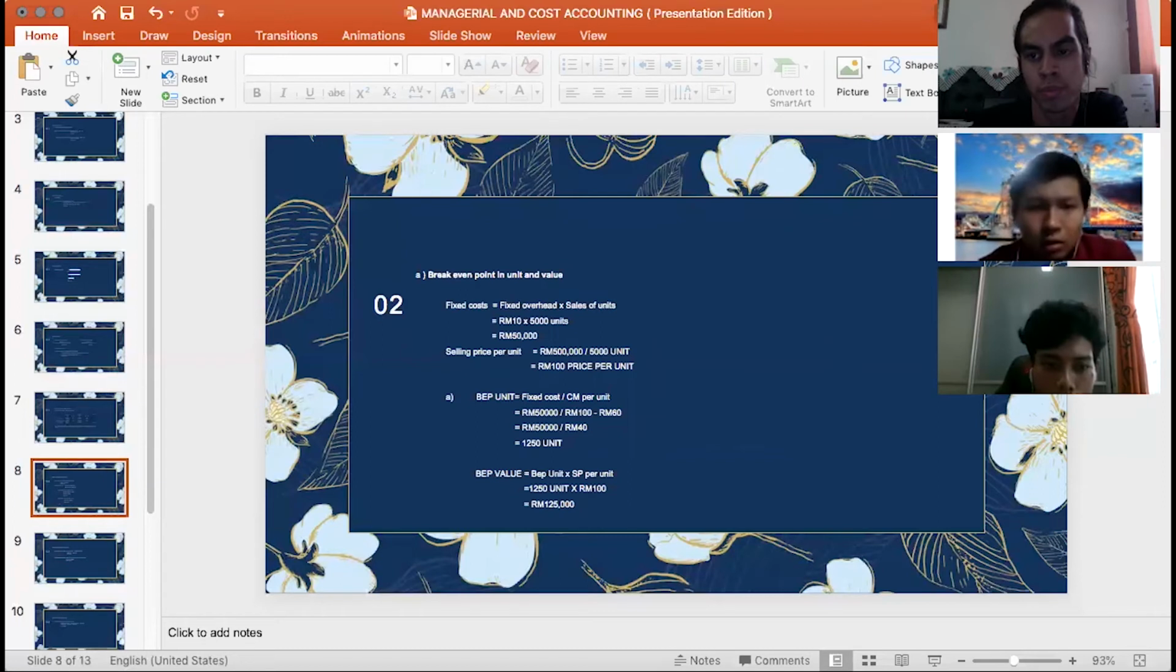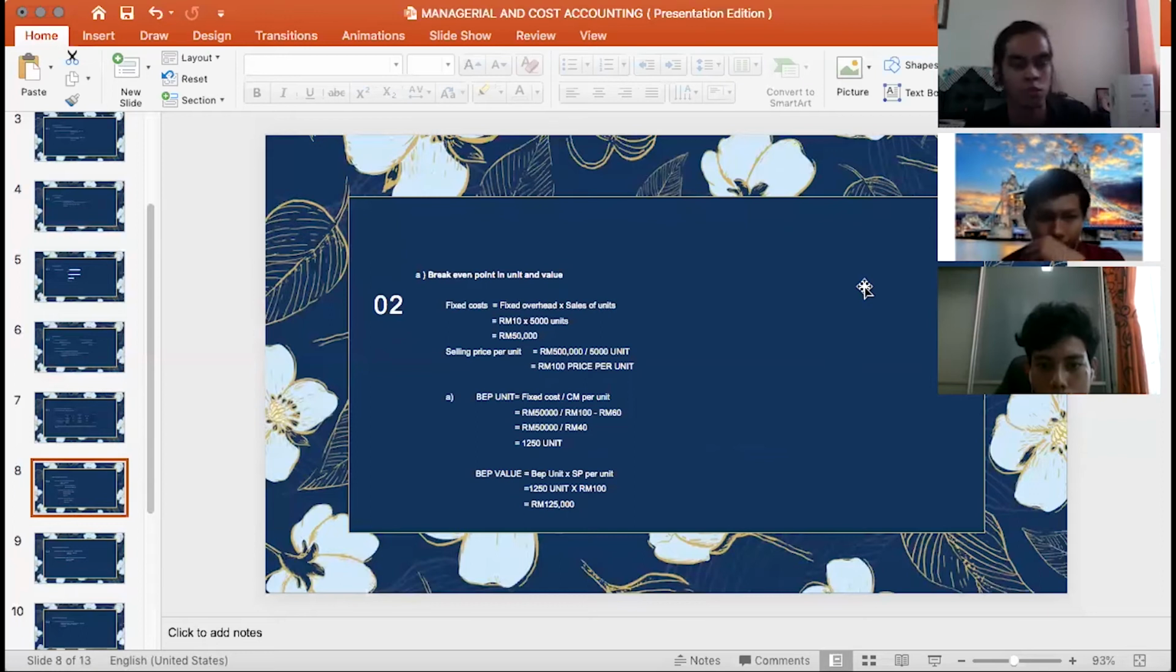Moving on to question 2. A, break-even point in unit and value. For fixed cost, the formula is fixed overhead times sales of units, which is RM10 times 5,000 units. And we got RM 50,000.